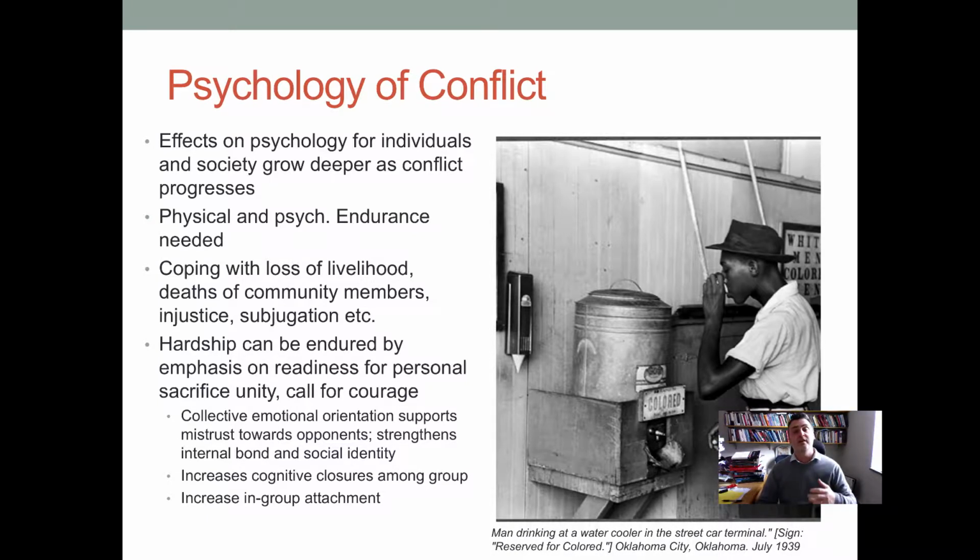Now, again, you can see that as you are subject to different forms of hardship, you start to strengthen your social identity within your own group, so that it strengthens internal bonds, increases cognitive closure among the group, and increases in-group attachment. You can see how that again leads to a persistence of conflict. So psychology of conflict is very, very important. So we're not only looking at the trauma individuals are subject to, but how that in turn affects group cohesion and in-group loyalty, as well as in-group solidarity over time.